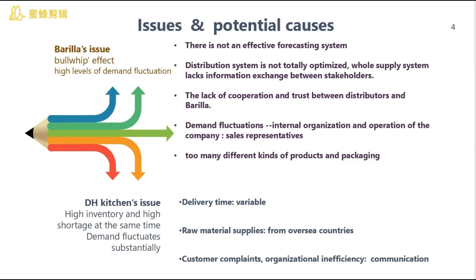And for the DHK, they are facing a similar issue: high inventory and high stock shortage at the same time, fluctuation in demand. First of all, the reason for DHK is the delivery time, because the delivery time needs to be advanced or postponed because of the schedule of their distributors. And for the raw material suppliers, because some of their material supplies are from overseas countries, it's also not easy to control the schedule. And for the customer complaints and organizational inefficiency, it is mostly because of the communication issues.